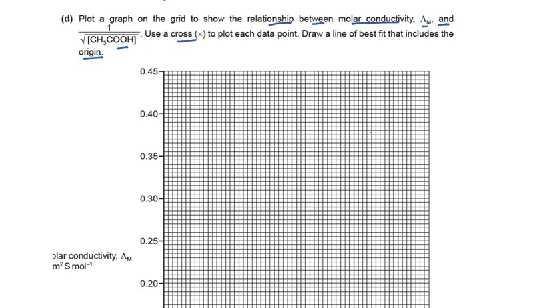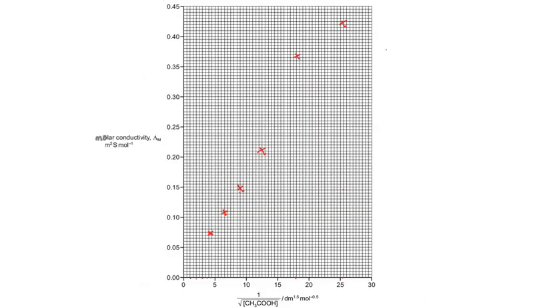Now I'll minimize the grid and I'll draw a graph for you so that you can find out how to draw the line of best fit. So here is the grid which I have minimized for you, and I have plotted the graph of all the points of column 3 and 4 with a cross. Now let's draw a line of best fit. So here is the line of best fit passing through the origin.